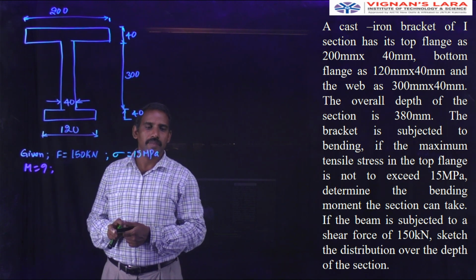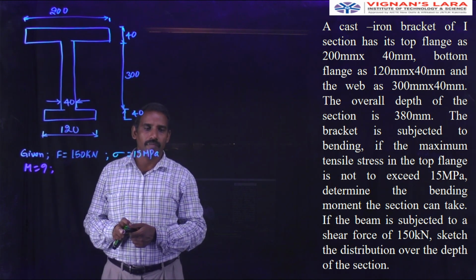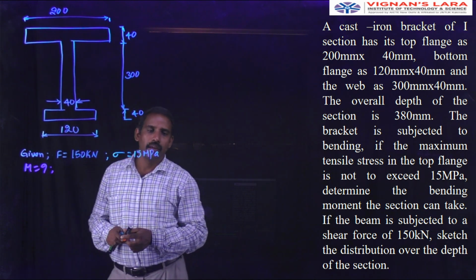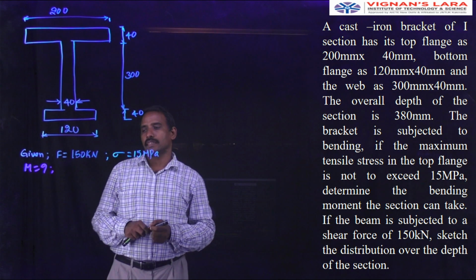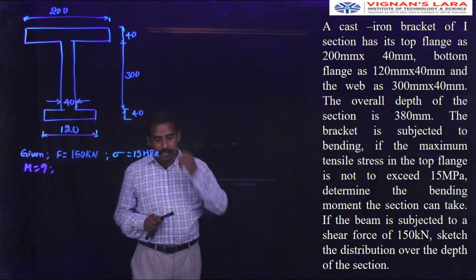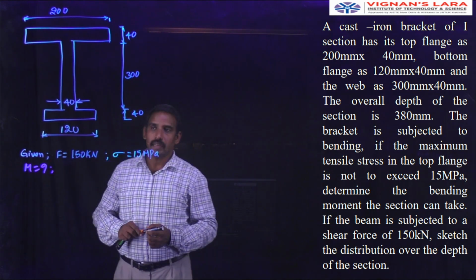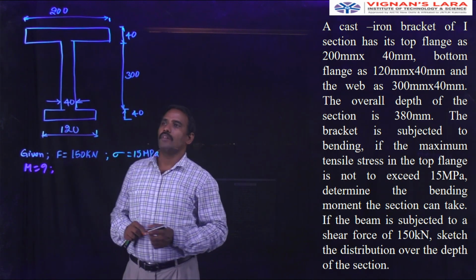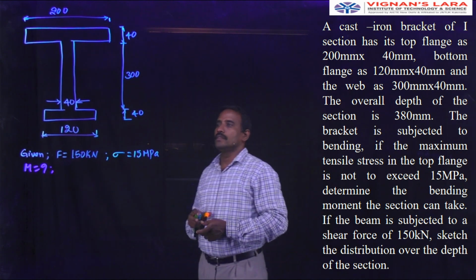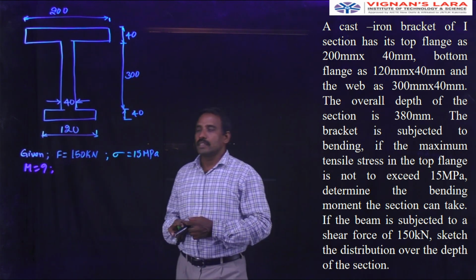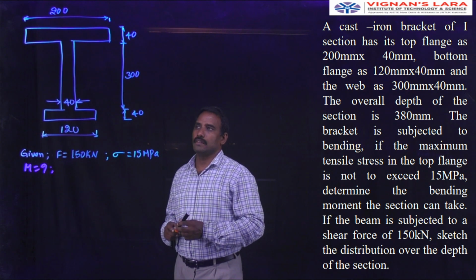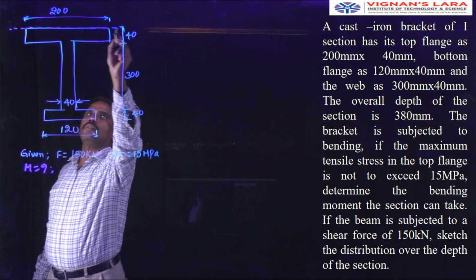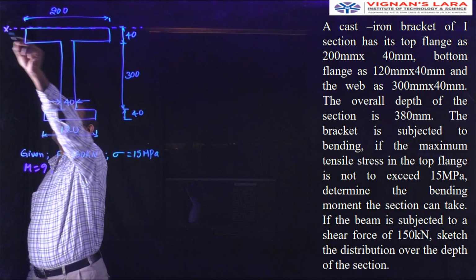If the beam is subjected to a shear force of 150 Newton, sketch the shear stress distribution over the depth of the section. So this is the problem given. Here it is not symmetric about both the axes. So we have to locate the centroid for showing the neutral axis. So for that, let us consider a reference line at the top of the I section, say as X.